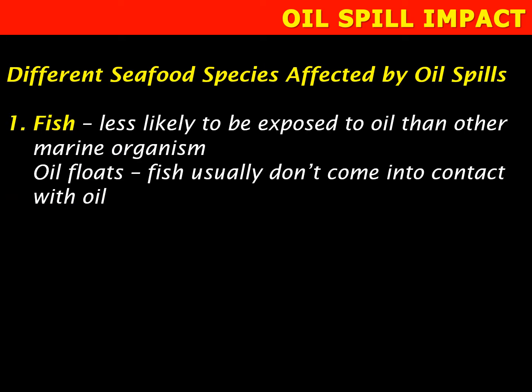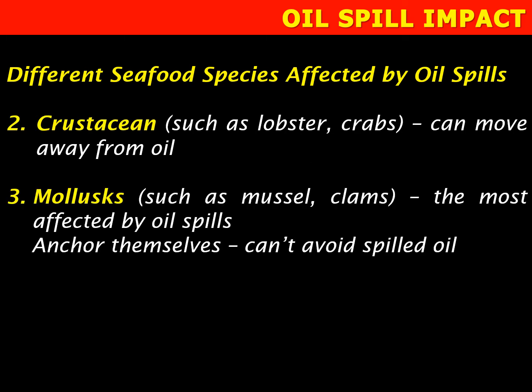Different seafood species are affected by oil spills. 1. Fish are less likely to be exposed to oil than other marine organisms, because the oil floats and fish usually don't come into contact with it. 2. Crustaceans, such as lobsters and crabs, can move away from oil. 3. Mollusks, such as mussels and clams, are the most affected by oil spills, because they anchor themselves and cannot avoid spilled oil.